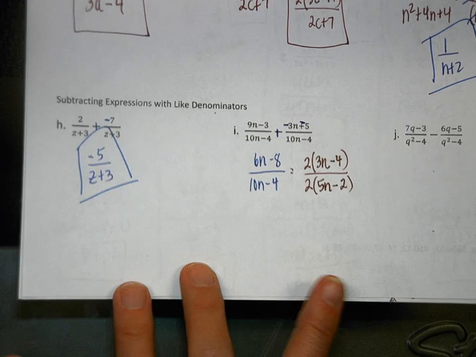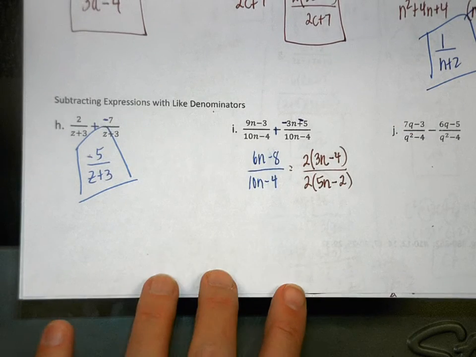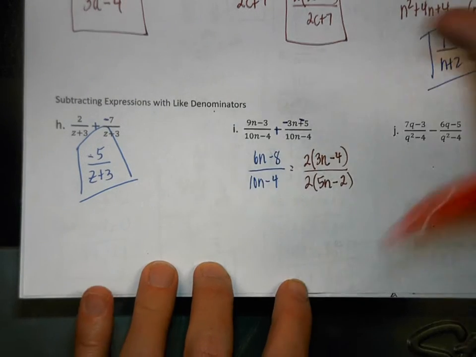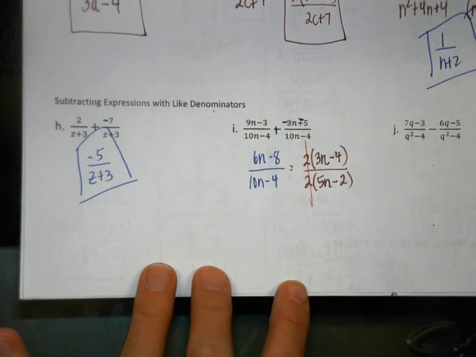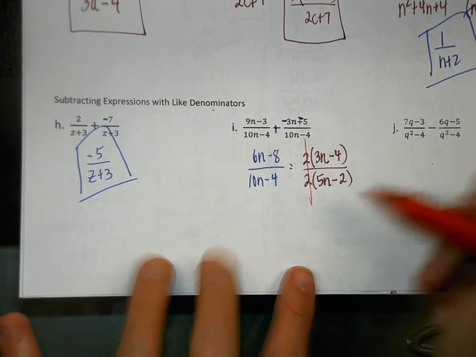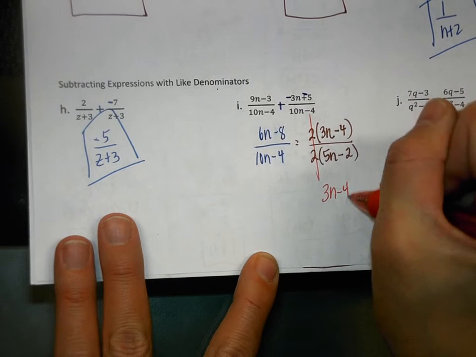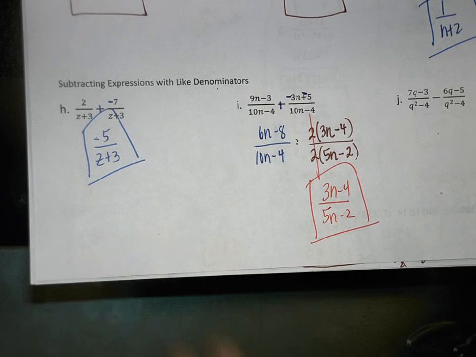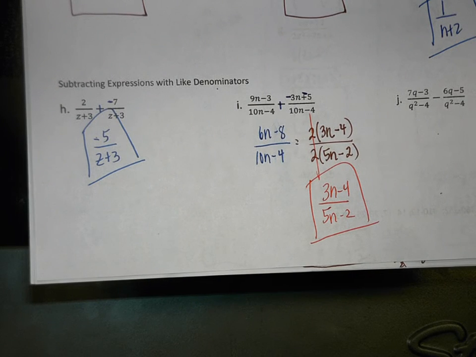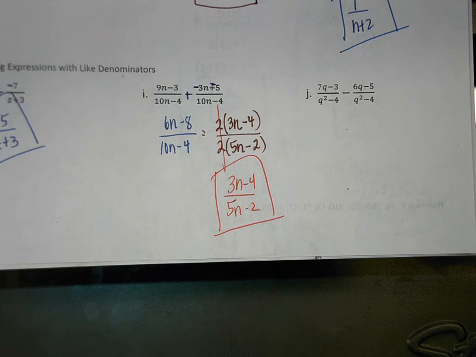Good. So since these 2's don't have anything adding or subtracting with them, I can reduce them, right? So these can cancel out. But could I cancel out or reduce these 4 and 2's? No, because they're connected with the 3n and the negative sign there. So my final answer is 3n minus 4 over 5n minus 2. Okay, go ahead and give J a try on your own. When you get the answer, raise your hand and I'll come and check it.